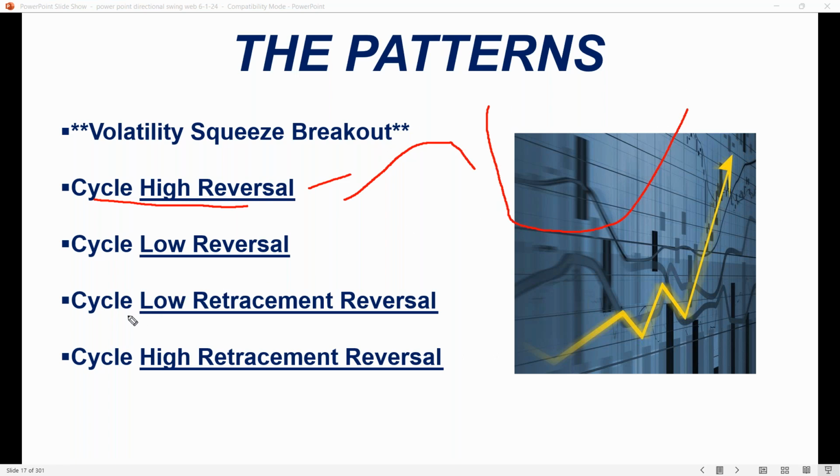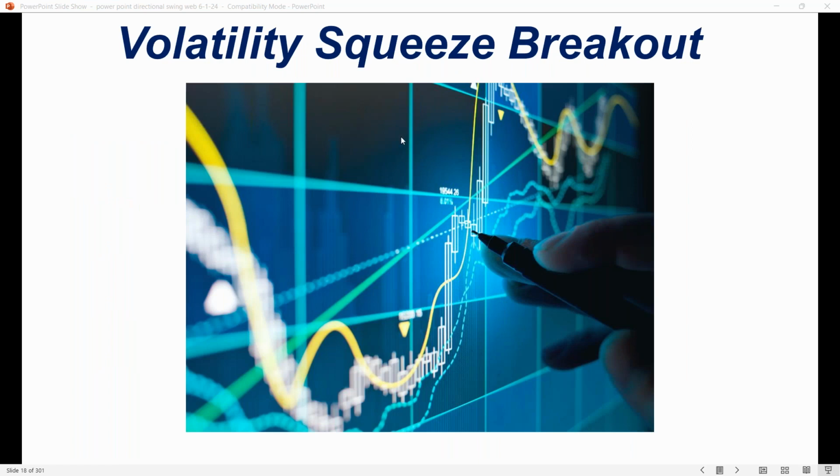And then we have the cycle low retracement reversal. This is where the markets retrace an up move into a key moving average support, hold that support, and then cycle back up. Or the cycle high retracement reversal, where the markets are moving up into a key major resistance point of a moving average, fail, and move back down. So these are patterns that we can specifically identify, and it helps us put together the trade that we want to use. Okay, so the first one is the volatility squeeze, the compression breakout.